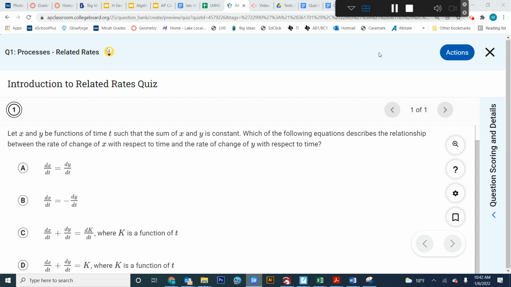Which of the following equations describes the relationship between the rate of change of x with respect to time and the rate of change of y? Okay, well, how do I find the rate of change of x with respect to time? dx/dt. Oh, I forgot to ask you guys. Who voted on letter A? Who voted on letter B? C? D? E? Good answer. Okay. What's the derivative of y with respect to t?